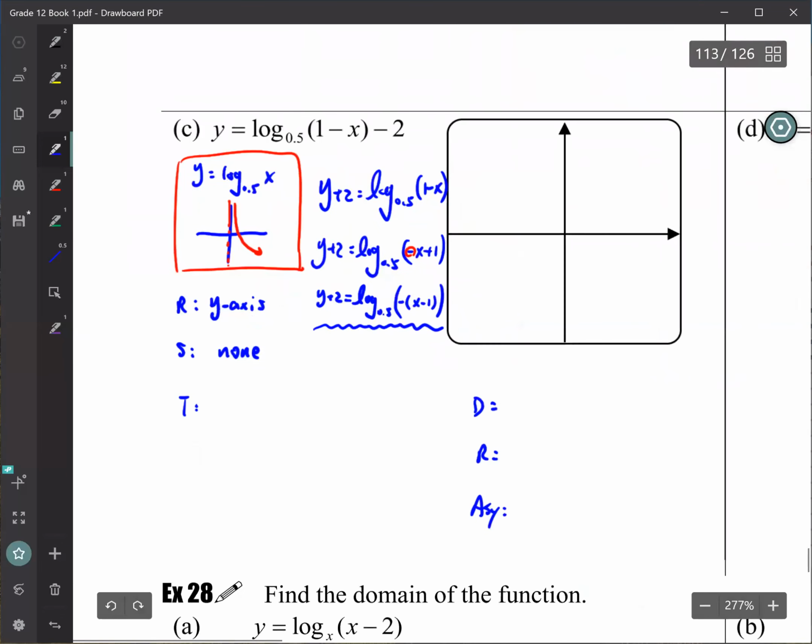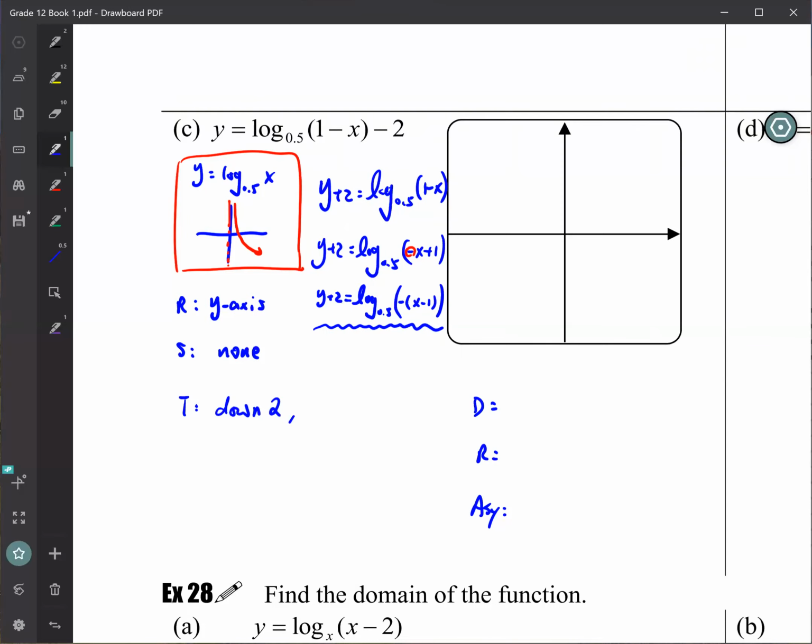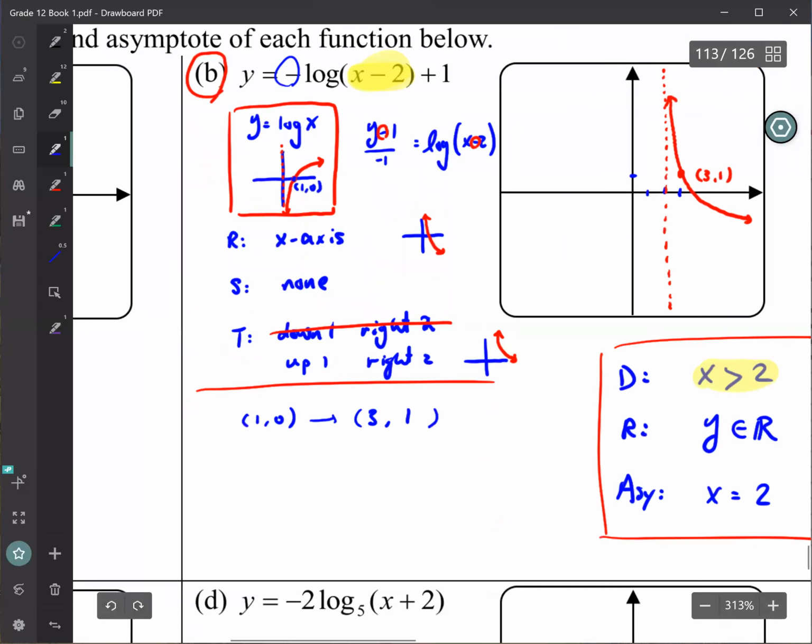Now, translation. Eric, what's the translation? Down and left 1. Down and where? Left? Or right. Right 1. Okay, remember subtraction. Let's go back up again, right? Subtraction is either up or right. Okay, we're talking about while in story form.